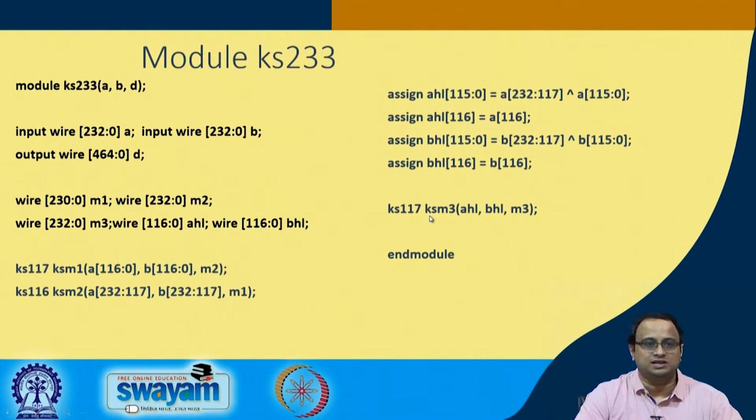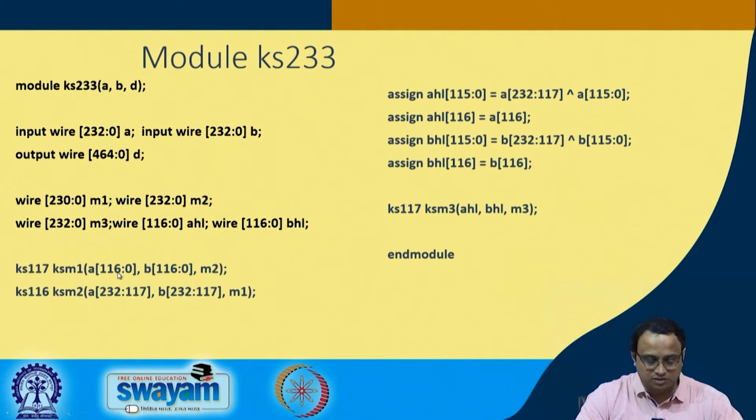So, these are the three instances of doing the Karatsuba operation. As you see, the first thing that I have done is split A into two parts: one from 0 to 116, and the other from 117 to 232. Likewise, B is also split from 0 to 116 and from 117 to 232. We often say that this part is the lower part and this part is the higher part of A. Likewise, this is the lower part of B and this is the higher part of B.